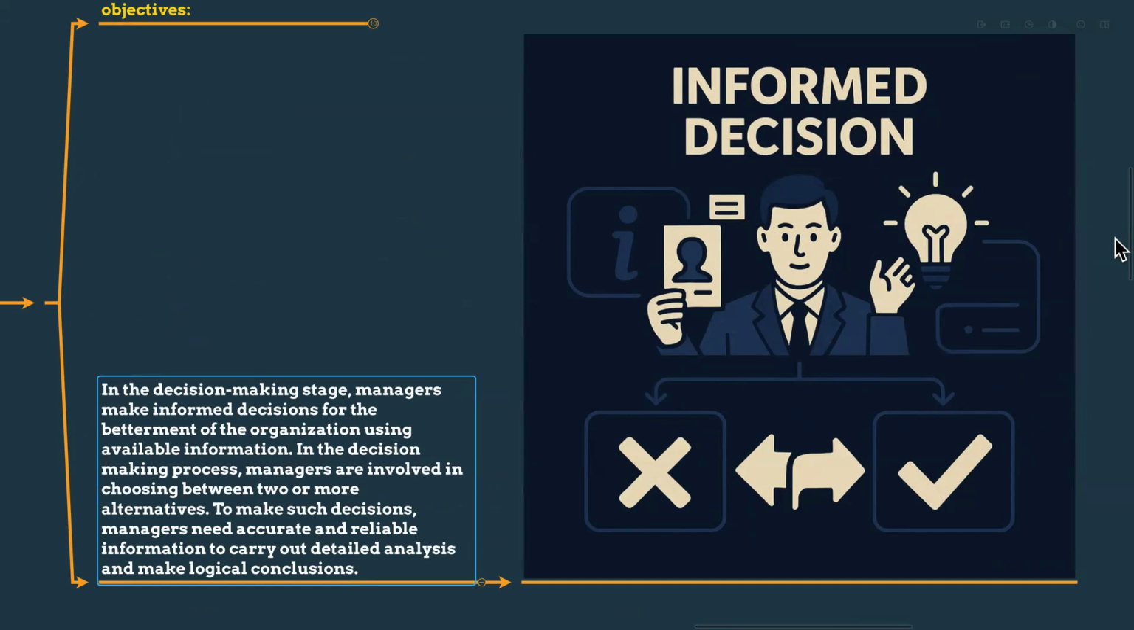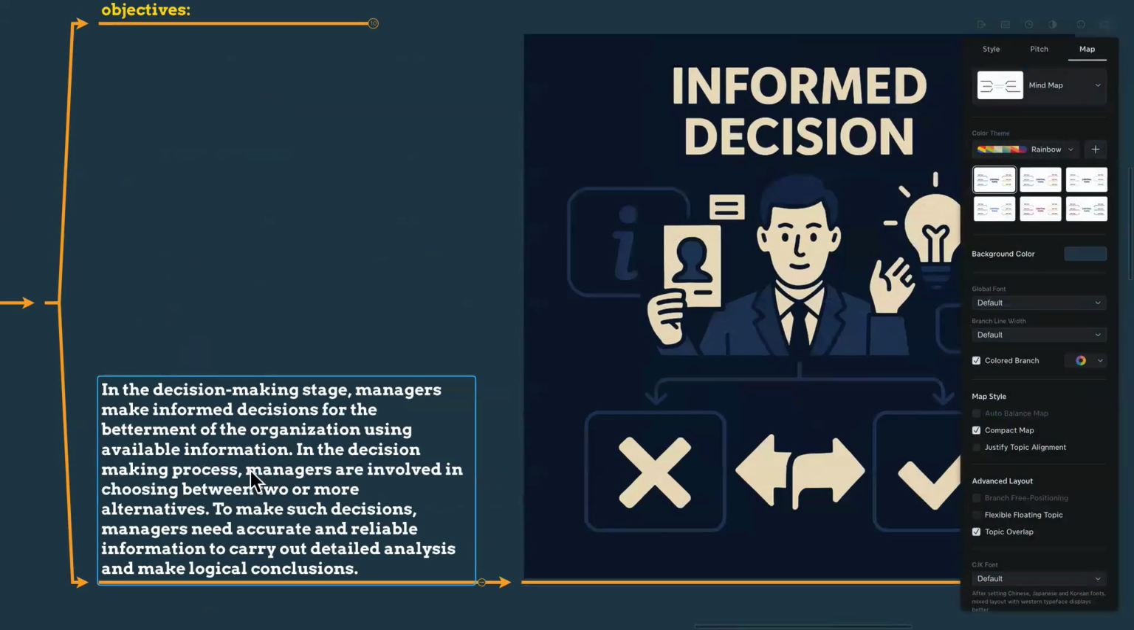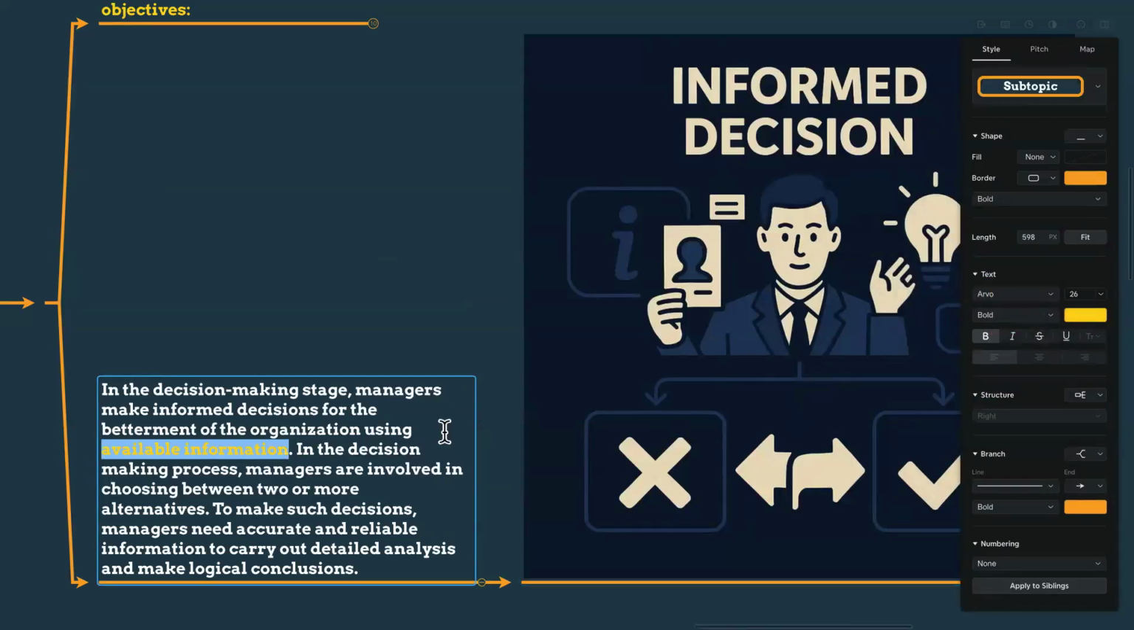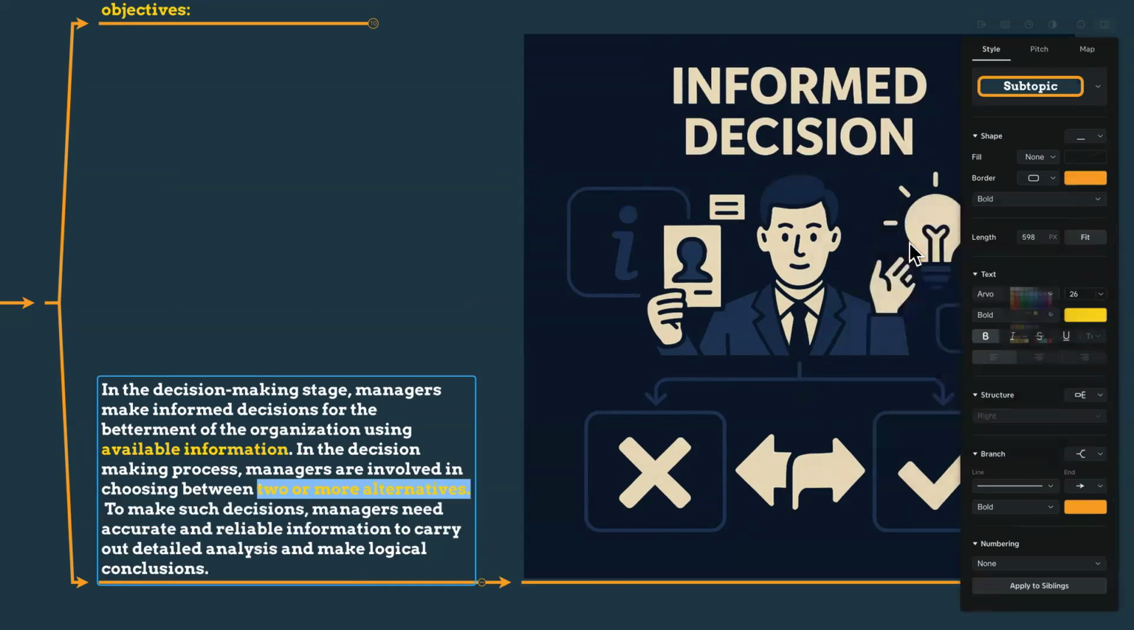So we will take some decision with the available information, right? I'll highlight the words available information here. In the decision making process, managers are involved in choosing between two or more alternatives. It means we have the choice to take decisions. So that is alternatives, at least two alternatives. So you will choose the best one.